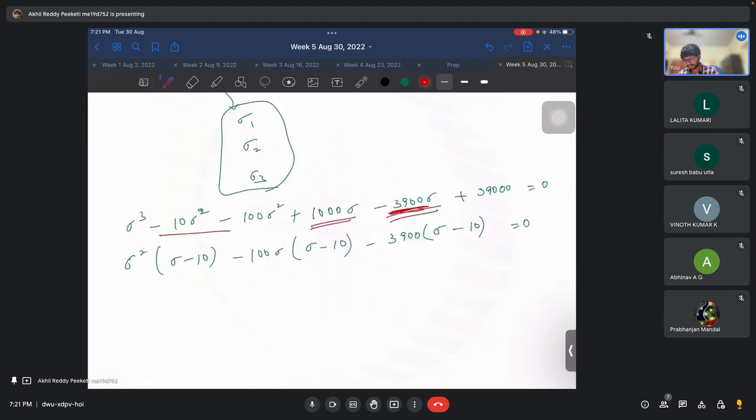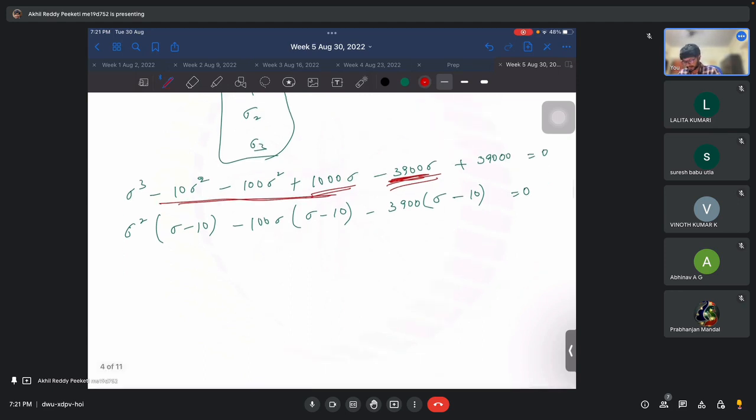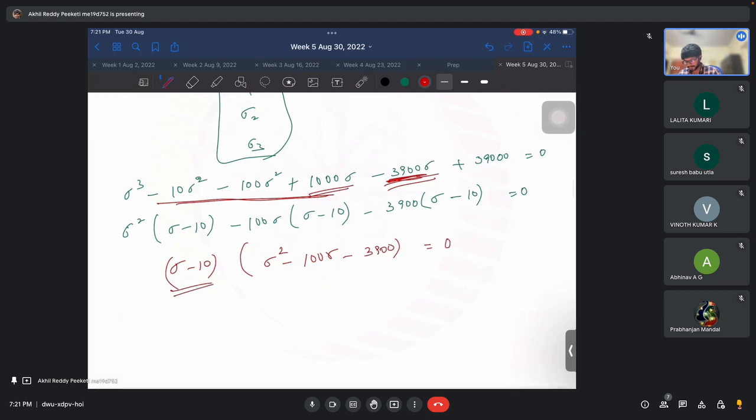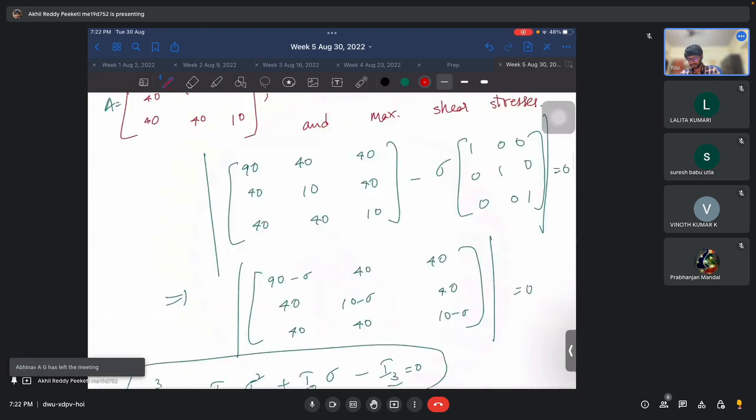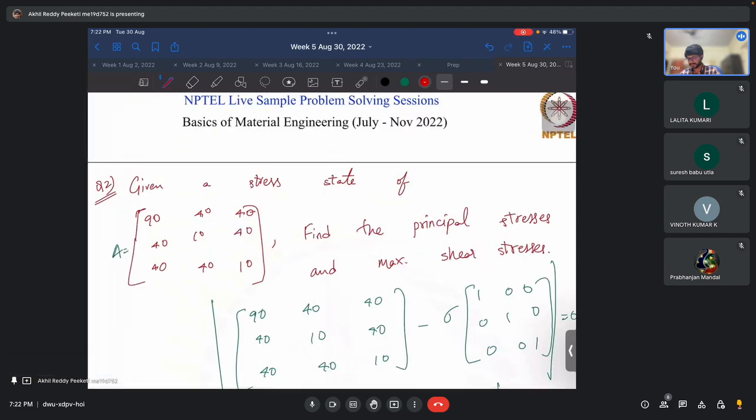So this is manipulation. In some cases this might happen, in some cases it might not. So then sigma minus 10 into sigma square minus 100 sigma minus 3900 is equal to 0. Now you know one of the principal stresses is 10. If you solve this equation also, you will get the other principal stresses. So this is how you can get the principal stresses if you know the three-dimensional stress state.